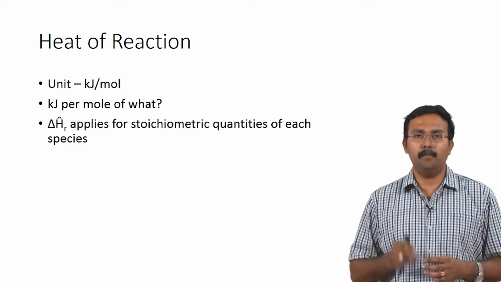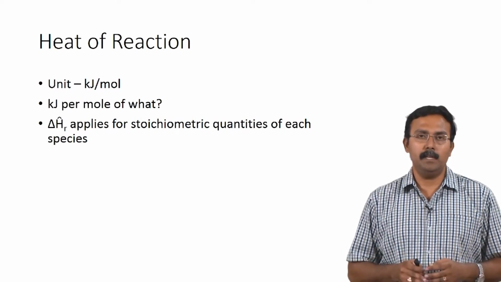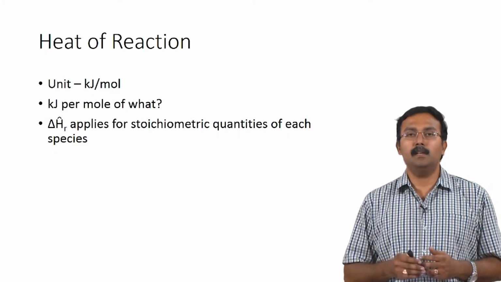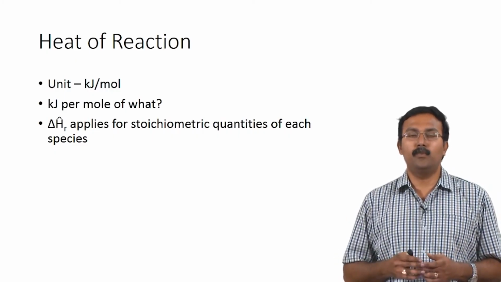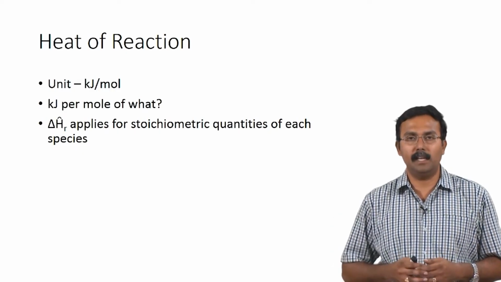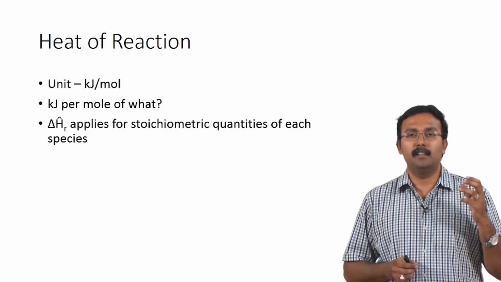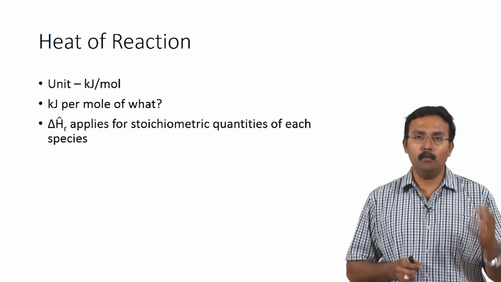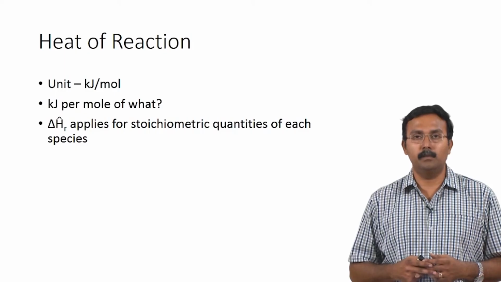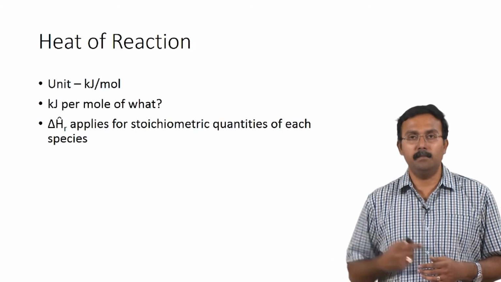Heat of reaction applies for stoichiometric quantities of each species. By that what I mean is, in the reaction we looked at, we had 1 mole of calcium carbide reacting with 2 moles of water to form 1 mole of calcium hydroxide and 1 mole of acetylene gas. So, this would mean the heat of reaction accounts for 1 mole of calcium carbide being consumed and 2 moles of water being consumed and 1 mole of calcium hydroxide being produced and 1 mole of acetylene being produced.